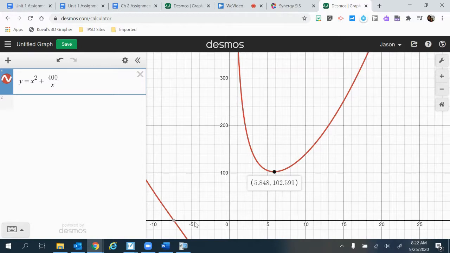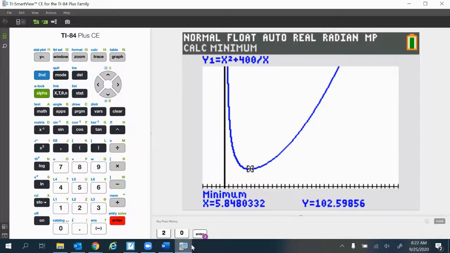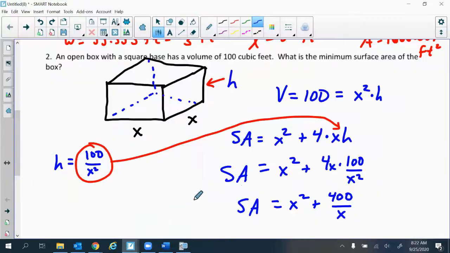Likewise, that's true on Desmos. 5.848, 102.599. And I probably should have rounded that to 9 also. So now I can figure out that that is x. So x is 5.848 feet. I can find the height if I want, but it doesn't actually ask me to.